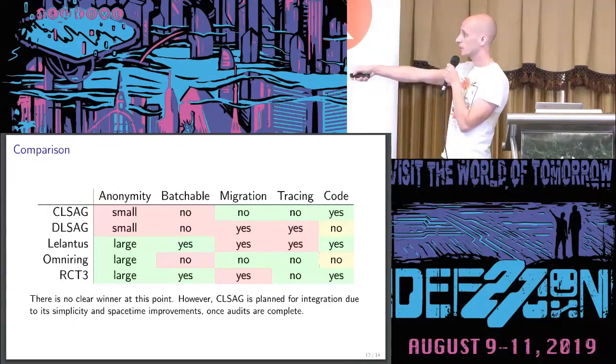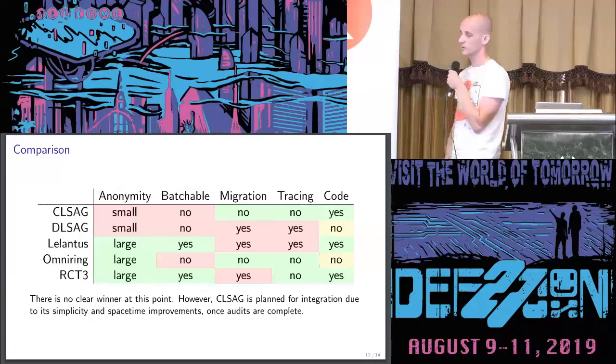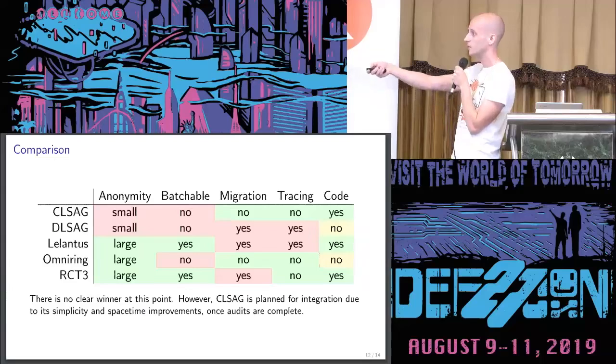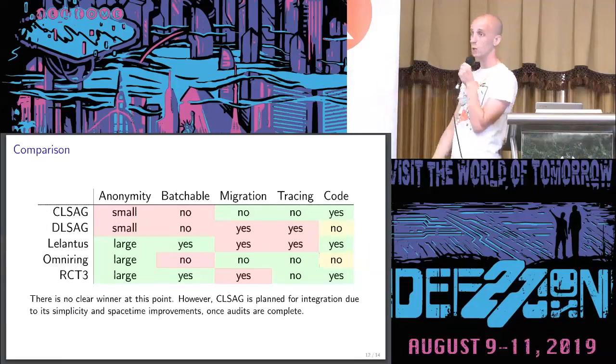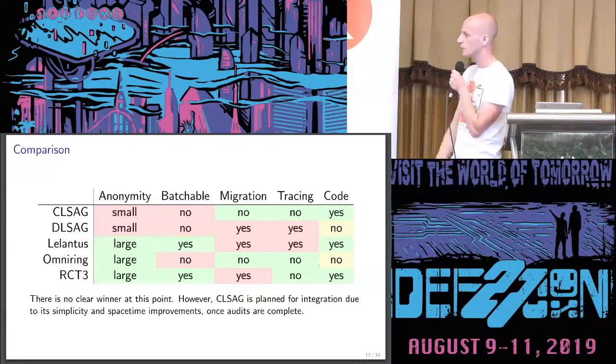Whether or not we'd have to do what's called a migration is also important. Migration would mean that you'd effectively have to have a cutoff point for which new transactions must use the new protocol, and you can't use decoys from old transactions. It's not really a game changer whether or not you have to do this, but ideally we would like to not have to do it. And CLSAG and OmniRing are the only ones right now that would not require such a thing. There are some tracing issues with DLSAG and Lelantus that I think are more or less showstoppers unless we can solve them. And finally, some of them do have code available, but that's obviously not a showstopper.